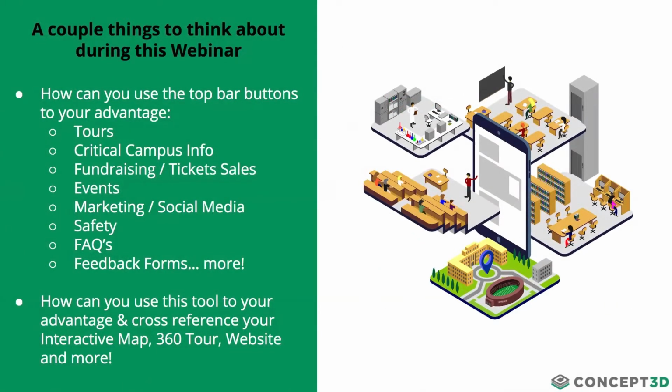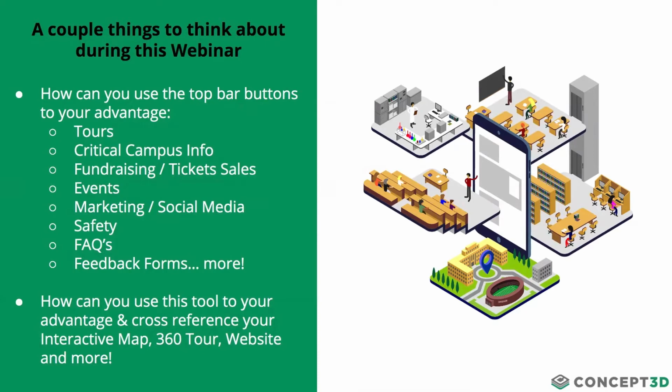A couple things to think about during this webinar. How can you use the top bar buttons to your advantage? Get out of the box of the campus boundaries. It can be other places in the world. It can be other websites. It can be forms. It can be information, whatever you want. So there's a list right there for you to think about, to put a focus more on some specific tours, critical campus information, fundraising, ticket sales, different events that might be going on campus, off of campus, within your facilities.